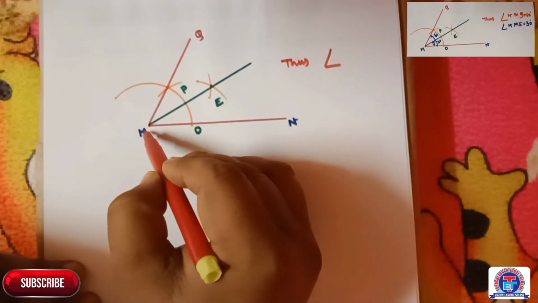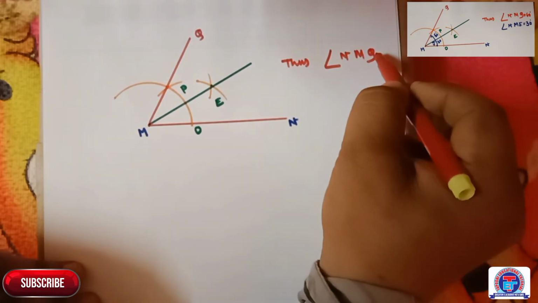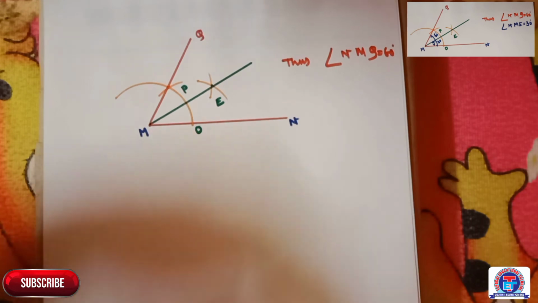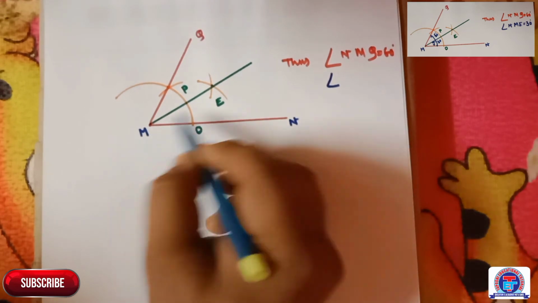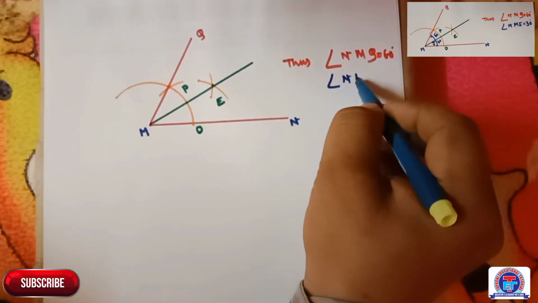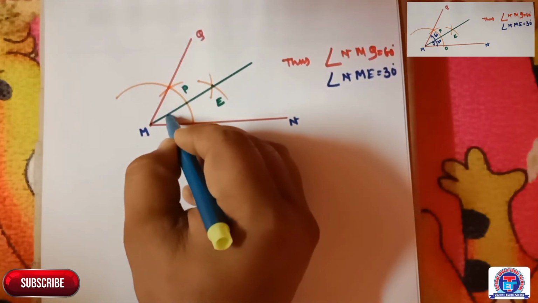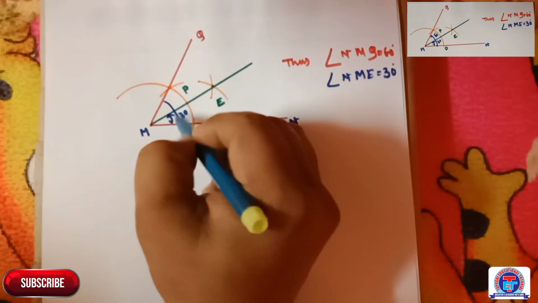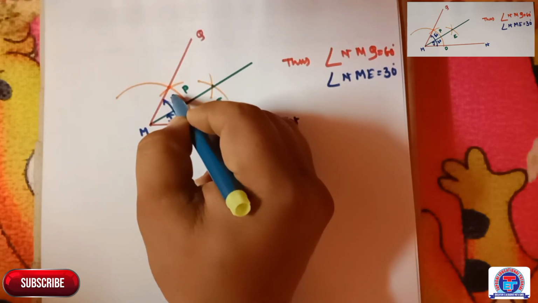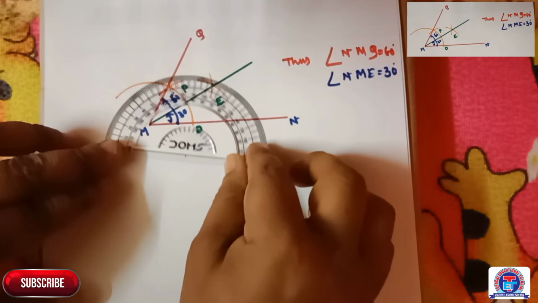Angle NMQ is equal to 60 degrees. Correct? And angle NME is equal to 30 degrees. This one is 30 degrees, and this total is 60 degrees. Correct? Okay, so now we confirm this 30 degrees by using a protractor.